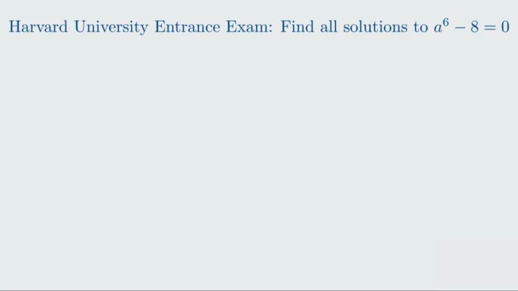By the end of this video, you will be able to solve for all the complex roots of any number. Since a to the sixth power equals 8, we can say that a is one of the sixth roots of 8. We are trying to find all the values of a that satisfy this equation. So a equals the sixth root of 8. This means we are looking for all the sixth roots of 8.